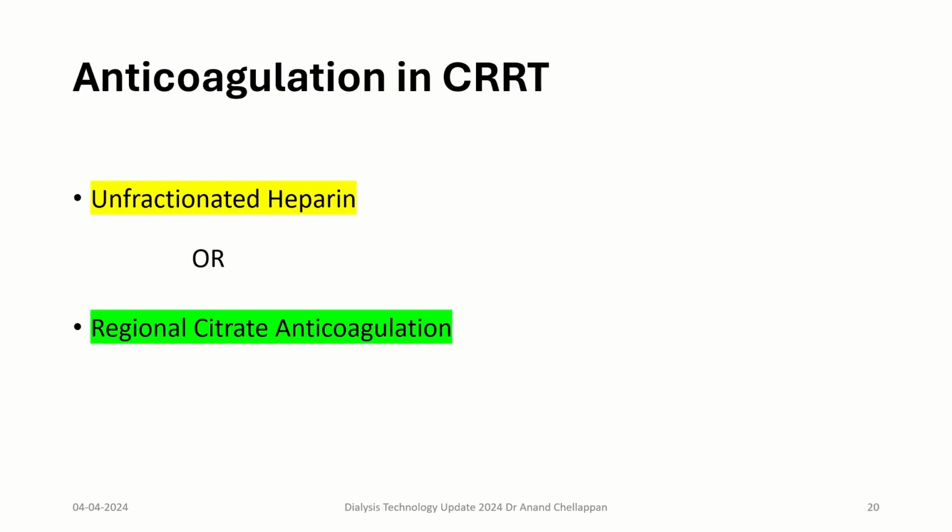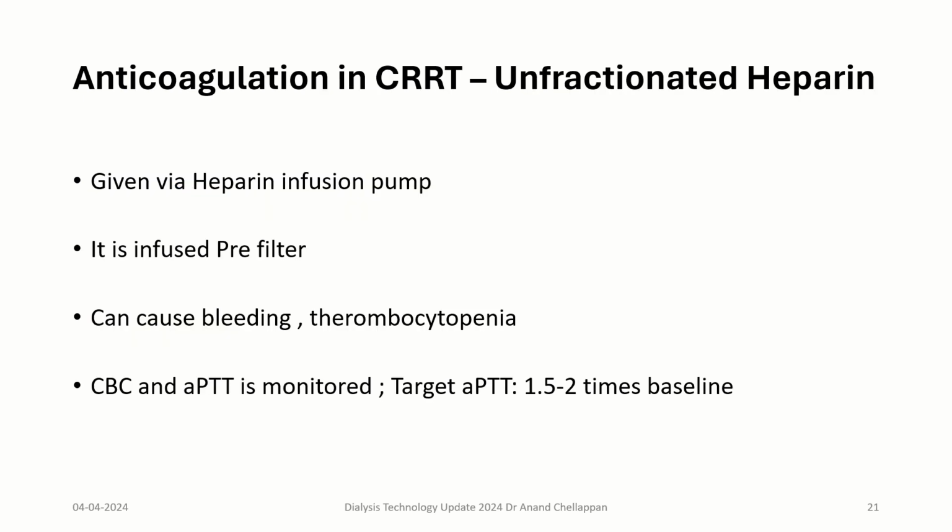Going further, anticoagulation in CRRT. The common anticoagulants used are unfractionated heparin or regional citrate anticoagulation. There are other methods of anticoagulation which are uncommonly used, like low molecular weight heparin, etc. Let us review unfractionated heparin as an anticoagulation strategy in CRRT.